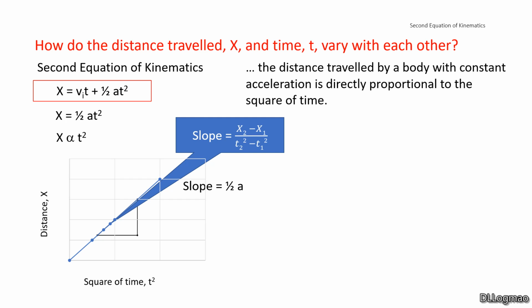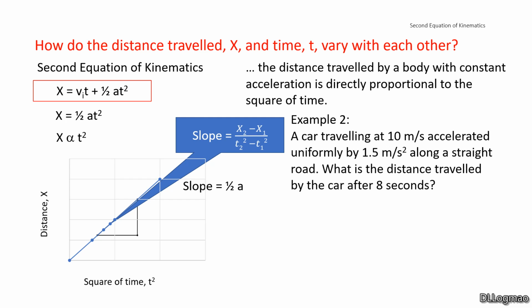The distance traveled by a body with constant acceleration is directly proportional to the square of time. Example: a car traveling at 10 meters per second accelerated uniformly by 1.5 meters per second squared along a straight road. What is the distance traveled by the car after 8 seconds?